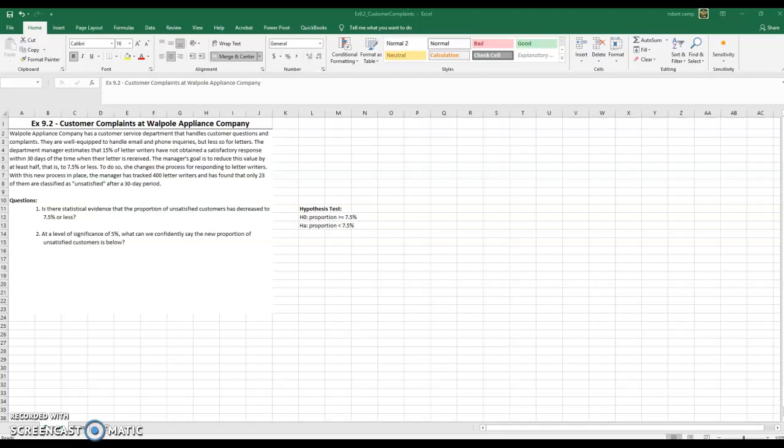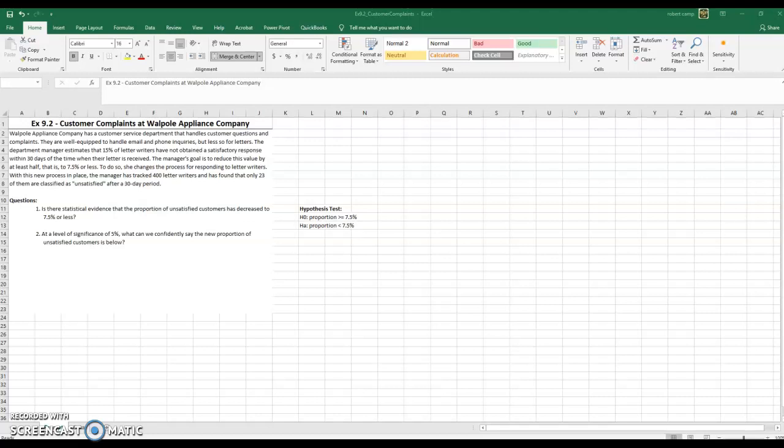The setup is the Whirlpool Appliance Company has a customer service department that handles customer questions and complaints. They are well equipped to handle email and phone inquiries, but less so for letters. The department manager estimates that 15% of letter writers have not obtained a satisfactory response within 30 days of when their letter is received. The manager's goal is to reduce this value by at least half, so that is 7.5% or less. To do so, she changes the process for responding to letter writers.